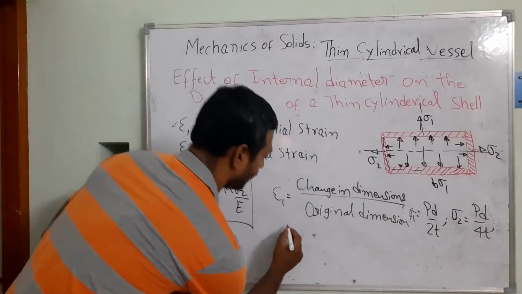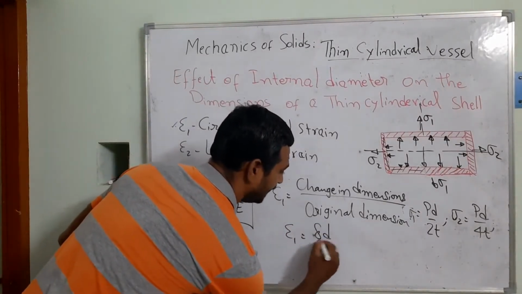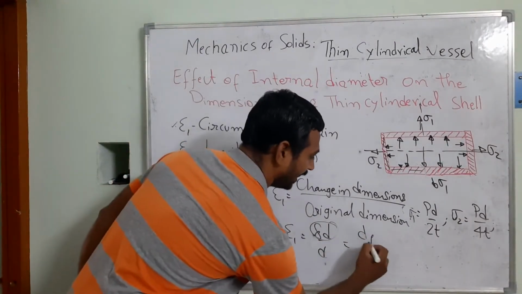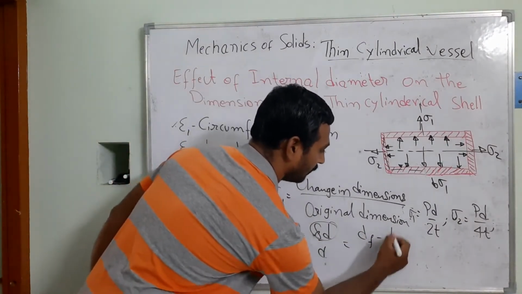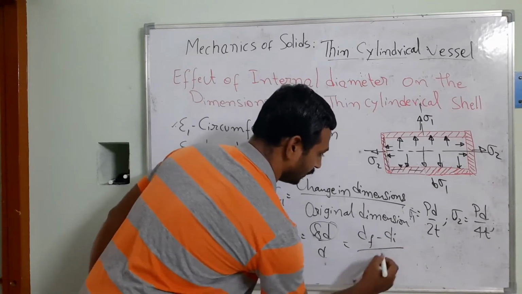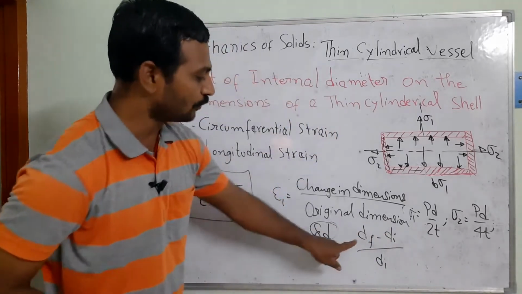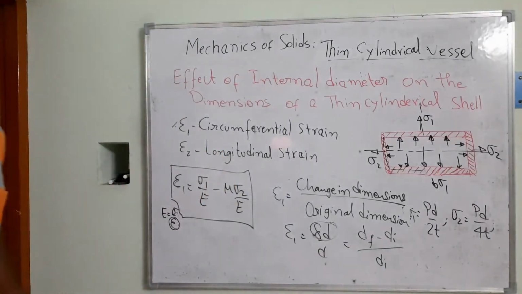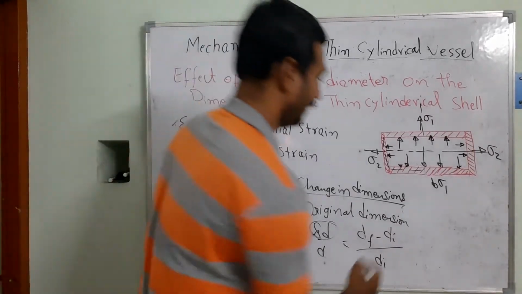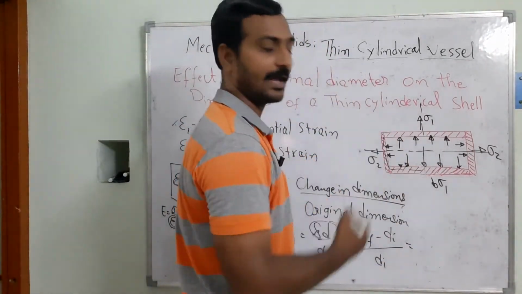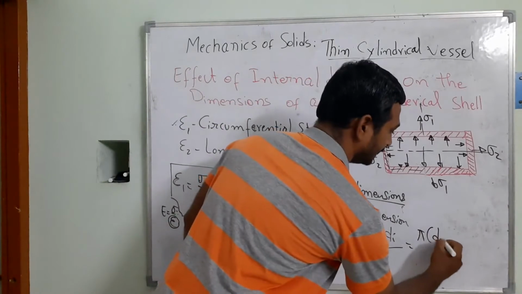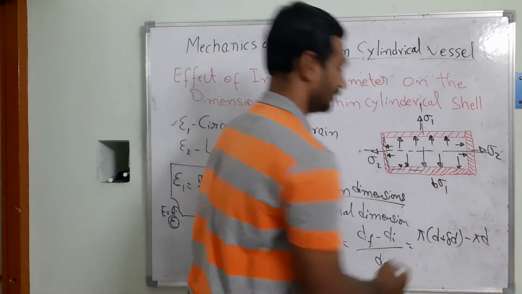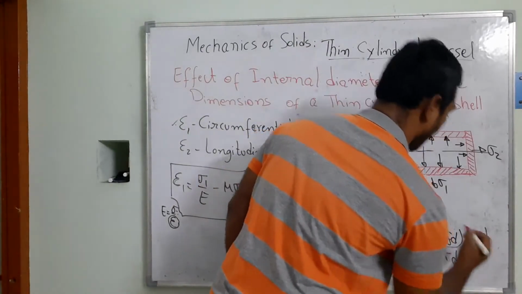So in this equation we write epsilon 1 is equal to del D by D. The del D is nothing but the final diameter of the component minus the initial diameter of the component. This is going to be the initial diameter. Then how could you find out the final dimensions? So now I am going to write those dimensions of the component. Here we can see the circumferential length is pi into D plus del D, minus pi D, where pi D is the original circumference I am considering.